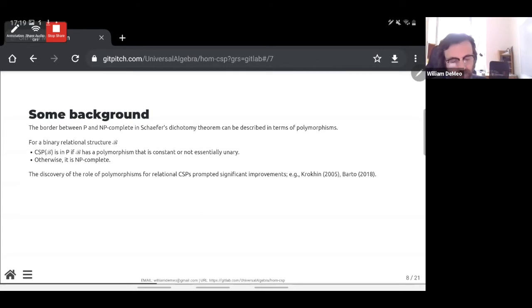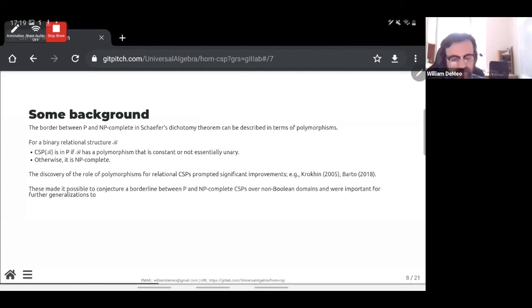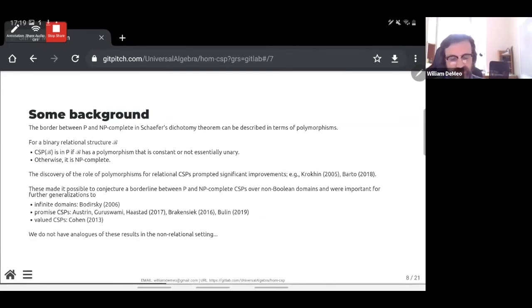The discovery of the role of polymorphisms for relational CSP has had a big impact on CSP in general, as you can see in some results that I'm citing here. These made it possible to conjecture the borderline between P and NP-complete CSPs over non-Boolean domains, and were important for generalizations to infinite domains, promise CSPs, and value CSPs. We don't have analogs of any of these results for the non-relational setting. As soon as you put in some operations in your structures, the theory is still wide open. So I think this opens up a lot of interesting questions for future work.